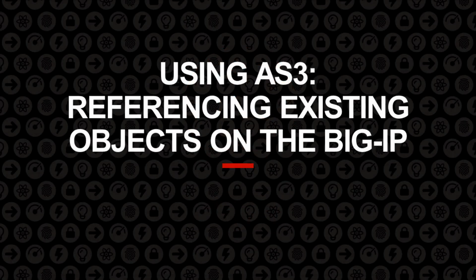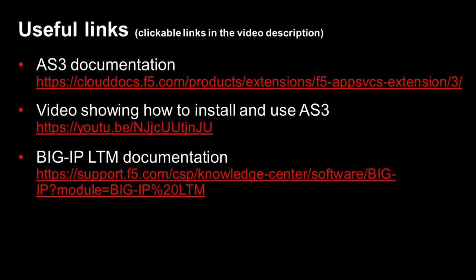In this video, we show you how to use F5's Application Services 3 extension, or AS3, to reference existing objects you've already created on your BigIP system in an AS3 declaration.